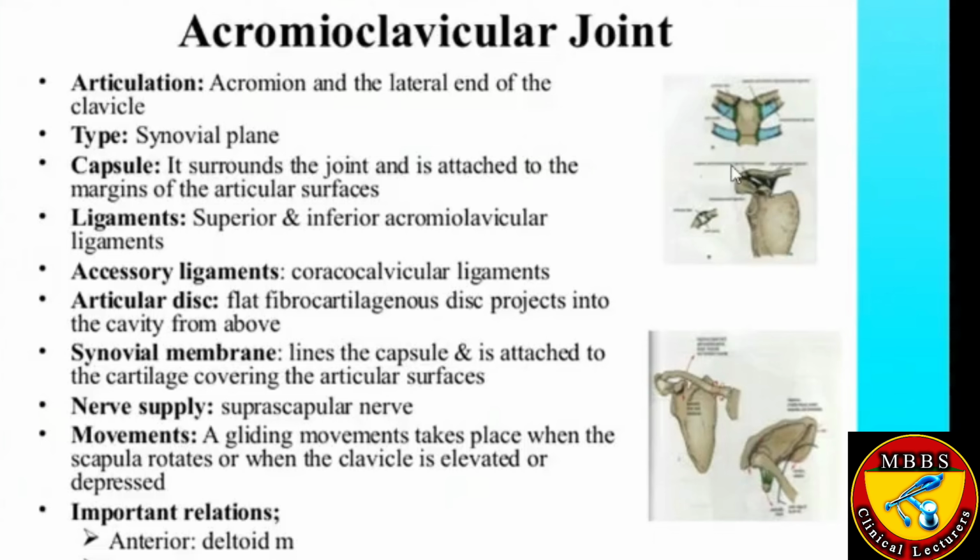And if we go to the important relations of the acromioclavicular joint, anteriorly the deltoid muscle is present, posteriorly the trapezius muscle is present, and superiorly the skin.